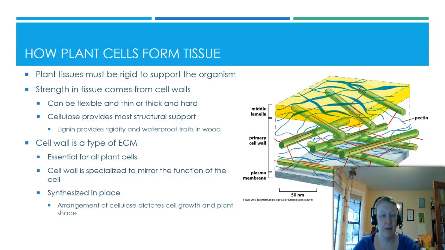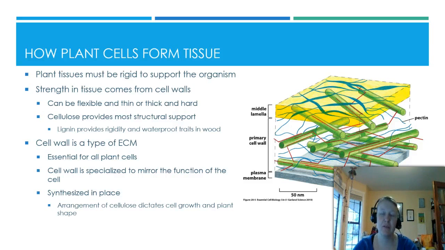And it's very, very important that you understand that the cell wall is specialized and it mirrors the function of the cell. If the cell is supposed to be a very strong, structured cell, the cell wall is going to be like that. If it's more of a flexible or a waxy cell that's on the leaf, the cell wall is going to reflect that.